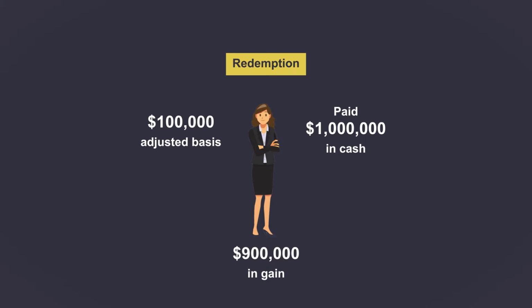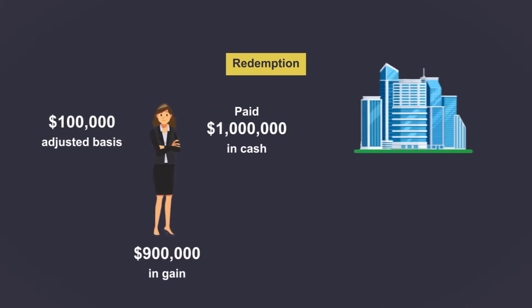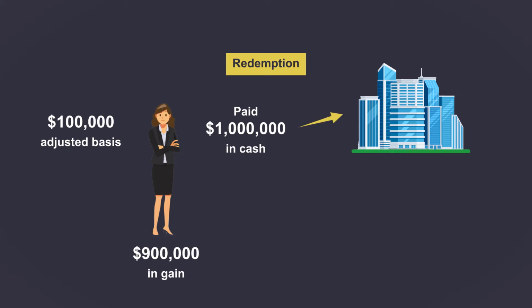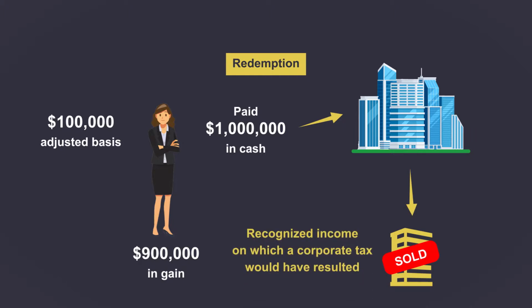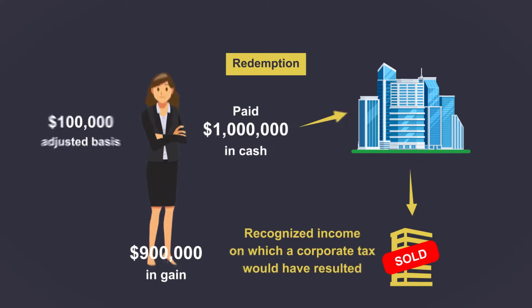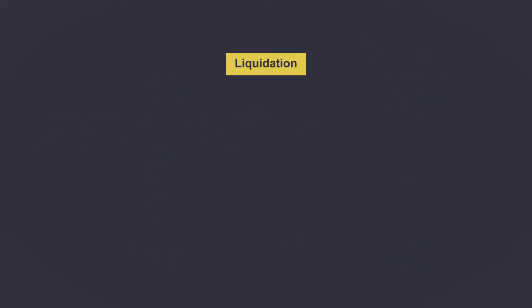Continuing with our example from above, in order for the corporation to make such a distribution of cash to the shareholder, it would have had to have sold the building first, in which case it would have recognized income on which a corporate tax also would have resulted. Again, double taxation. A similar result occurs in the case of a complete liquidation of the corporation.